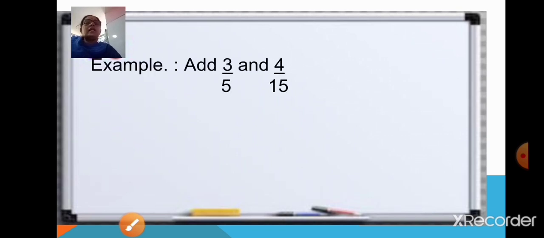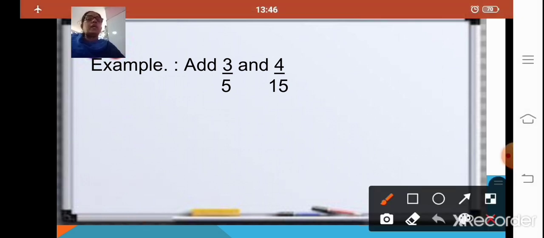So let us see another example here. Add 3 upon 5 and 4 upon 15. Now here children, the denominators are 5 and 15. So we will have to take the LCM of 5 and 15 and make the denominators same, or you can say make the fractions like fractions. Now sometimes in these fractions you can see that 15 is a multiple of 5, that is 5 3s are 15. So directly you can write the LCM as 15.